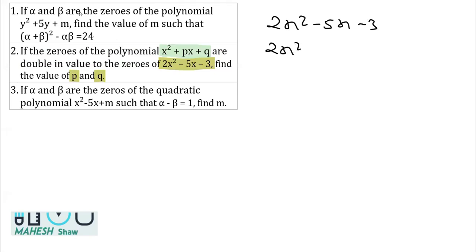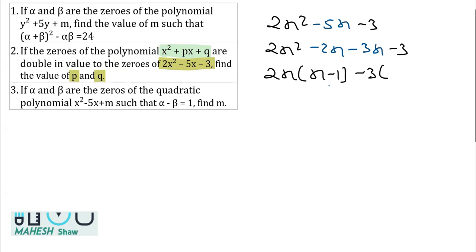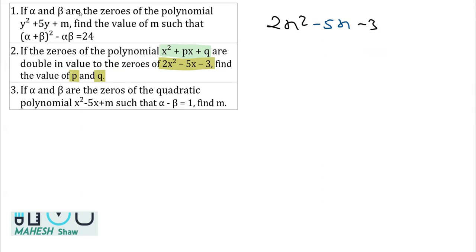3 into 2 is 6. From the factors of 6, we need to obtain minus 5. So what I actually have done, I split this minus 5x as minus 3x minus 2x. Now we can see that 2x is common from the first two terms. So it's x minus 1, and minus 3 is common. I think we have taken the wrong factors. Let me take the other factors here.